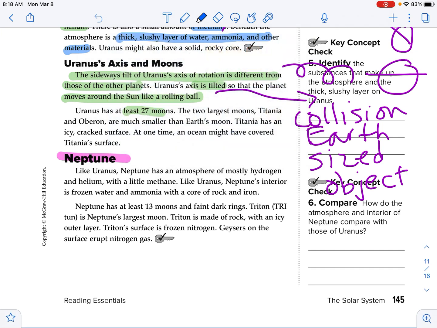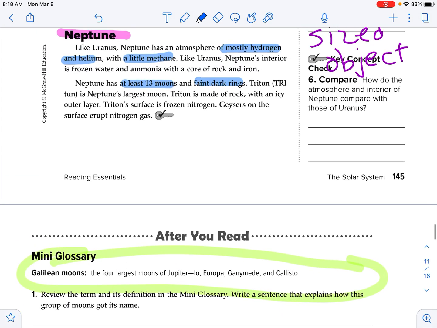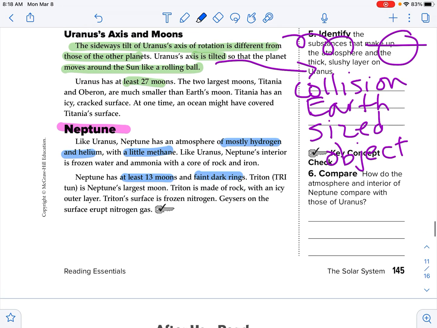Like Uranus, Neptune has an atmosphere mostly of hydrogen and helium and a little methane. Like Uranus, Neptune's interior is frozen water and ammonia with a core of rock and iron. Neptune has at least 13 moons and a faint ring system. Triton is Neptune's largest moon. Triton is made of rock with an icy outer layer. Triton's surface is frozen nitrogen. Geysers on the surface erupt nitrogen gas. There we are at our end.